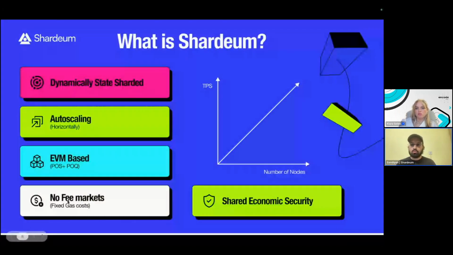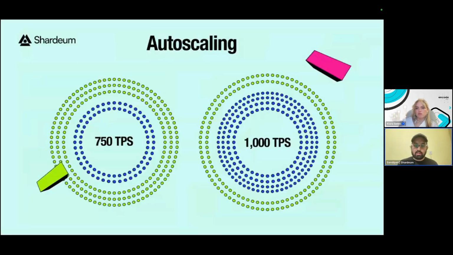Fee markets are introduced because there's limited capacity, right? A block can only hold this many transactions. So everyone is trying to price their transaction, saying, hey, I'm going to pay $5 more to get my transaction in first, and those transactions are prioritized. But since Shardeum is able to auto scale, there's no fee market required. If there are more transactions, the network will grow accordingly.